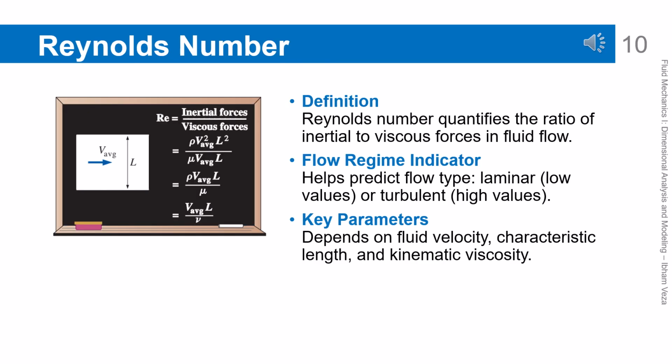Reynolds number insights. The Reynolds number represents the ratio between inertial and viscous forces. This value is the main indicator to determine whether the flow is laminar or turbulent. The Reynolds number depends on flow velocity, characteristic length, and kinematic viscosity. Small values indicate viscous-dominated flow, while large values indicate inertia-dominated flow. Therefore, the Reynolds number is a key parameter in internal flow analysis.